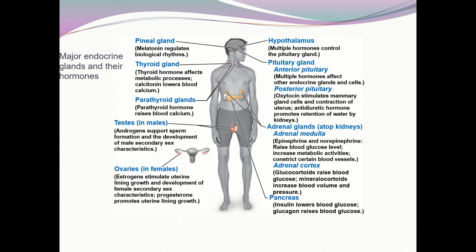The thyroid gland secretes thyroid hormone, which affects the metabolic processes. It also secretes calcitonin, which lowers blood calcium.